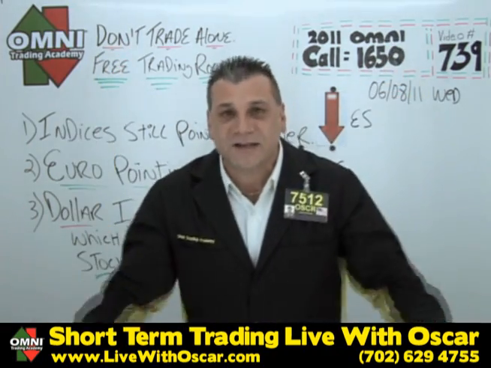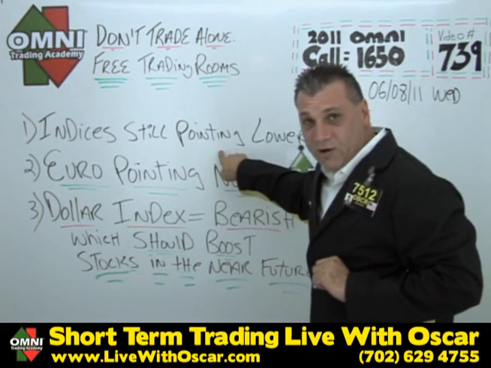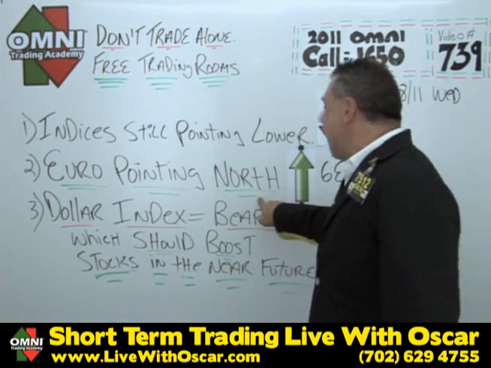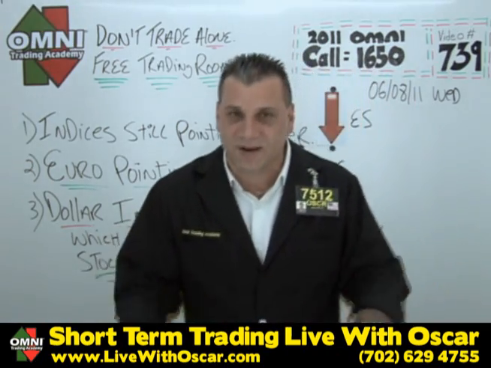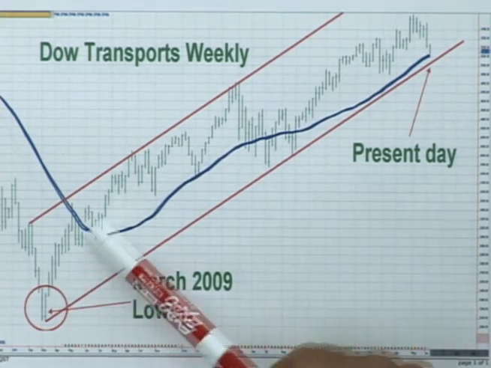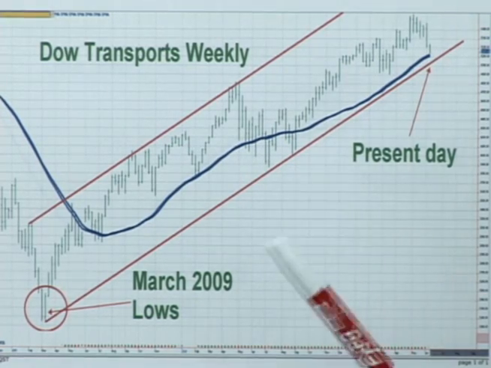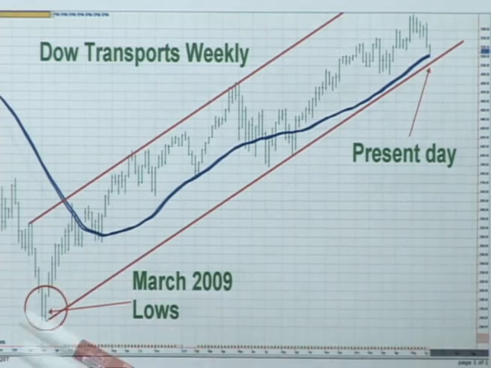So what do we have next? I'm going to put some charts on the board that are going to show you this indices still pointing lower for at least Wednesday. Euro absolutely pointing north, and the dollar index pointing towards the downside. Let's make sure that we keep ourselves in check here and recognize that no matter what you want to call this, my friends, is a bull market. The March 2009 lows, traders, March 2009, here's where we were.